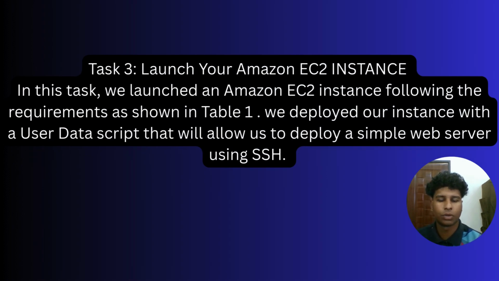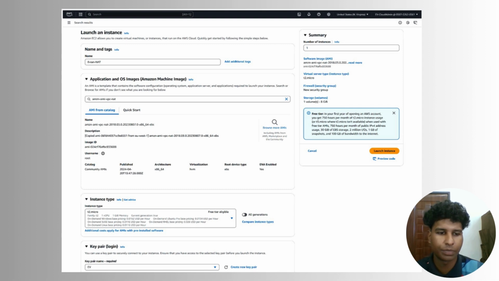Now we are going to present our next task, which is to launch our Amazon EC2 instance. In this task, we launch an Amazon EC2 instance following the requirements shown in table 1. We deploy our instance with the user data script that will allow us to deploy a simple web server using SSH. In this step, we are going to launch an instance.